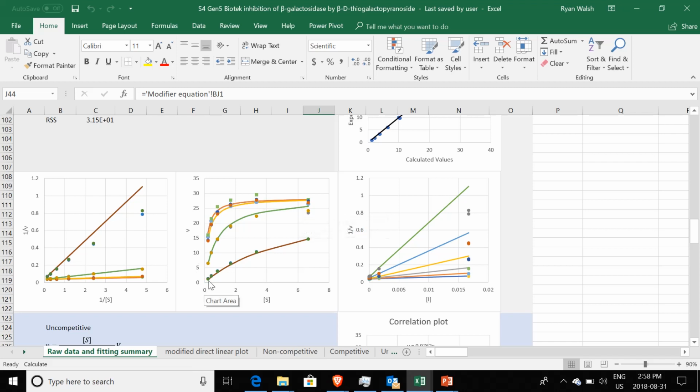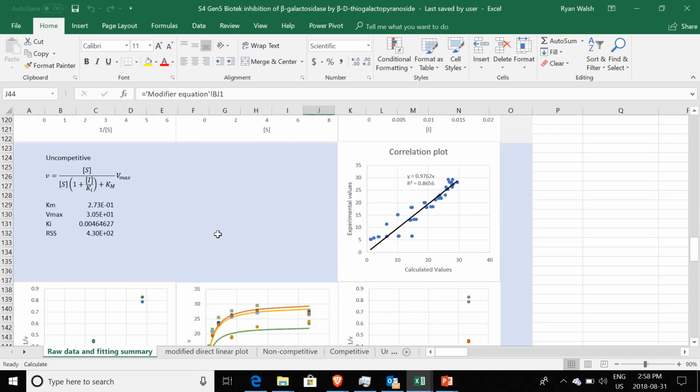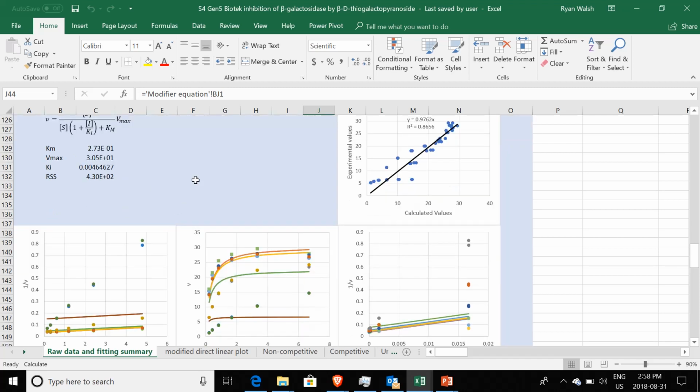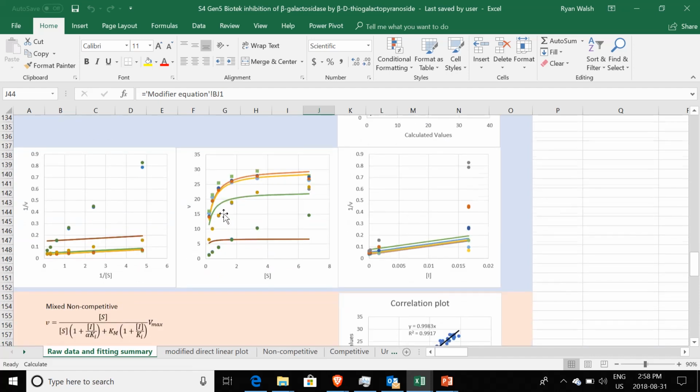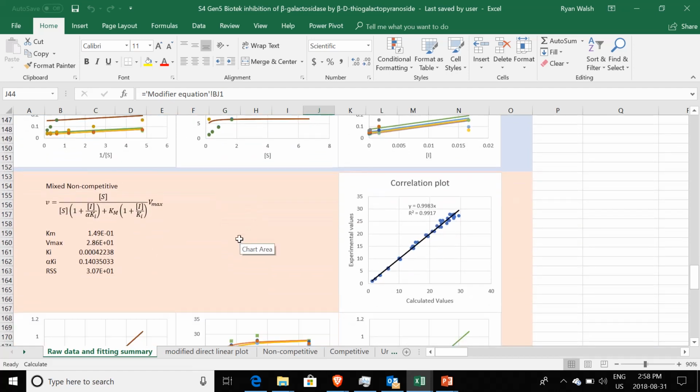But once you get to the higher inhibitor concentration, it looks like it's doing a good job here in the substrate versus velocity plot, but you can see that it's not doing a very good job once you look at the Lineweaver-Burk double reciprocal or at the Dixon plot. You can see that it's not really doing that great of a job. And then you can look at, well, here's uncompetitive, which obviously does not fit this data very well at all either.